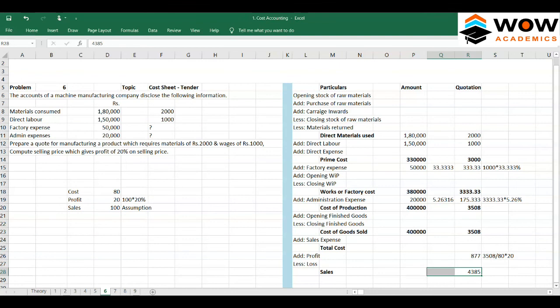So we have found out how to work out a quotation using the existing cost statement. In the existing cost statement, only partial information was given. The other information from here to here we had to work out, based on the earlier cost sheet. So this is about the cost sheet tender.